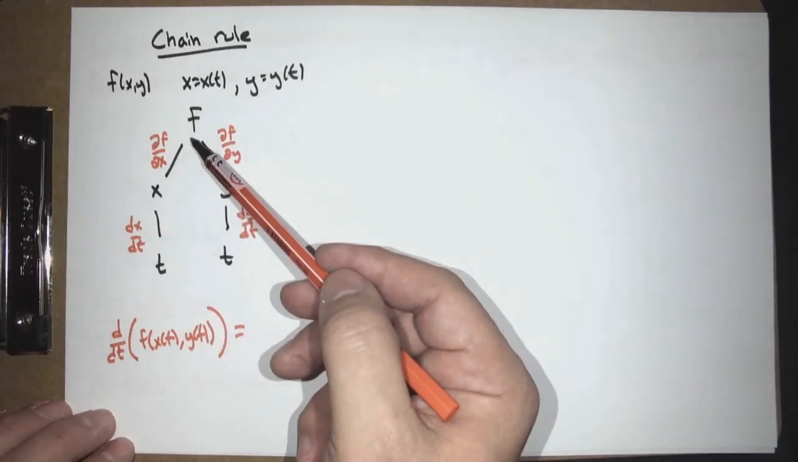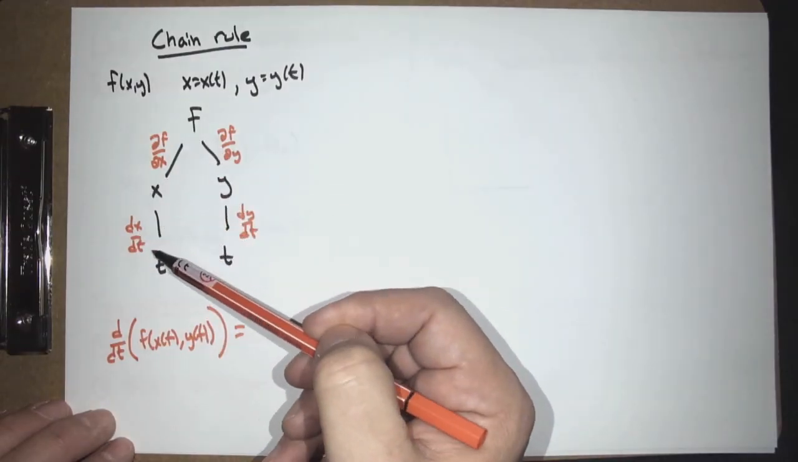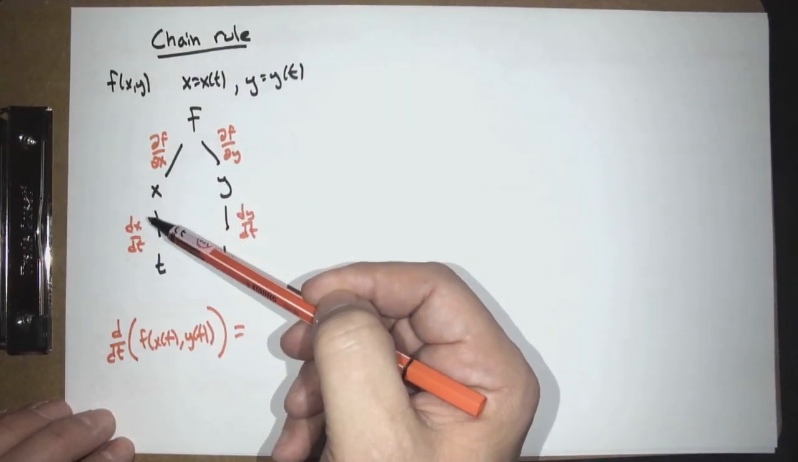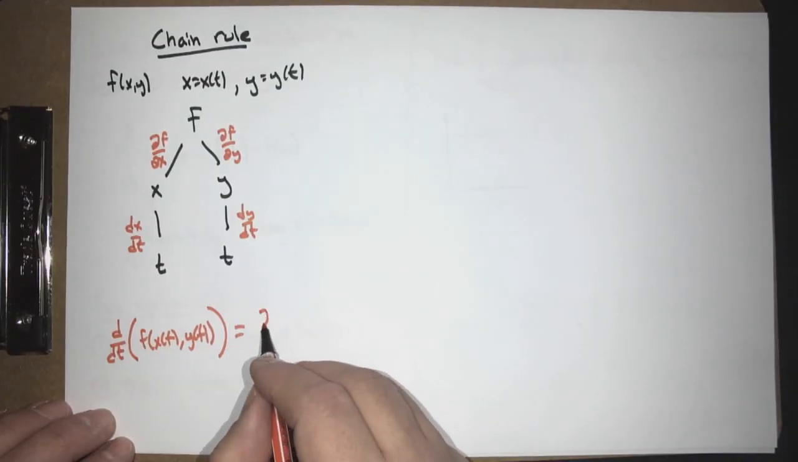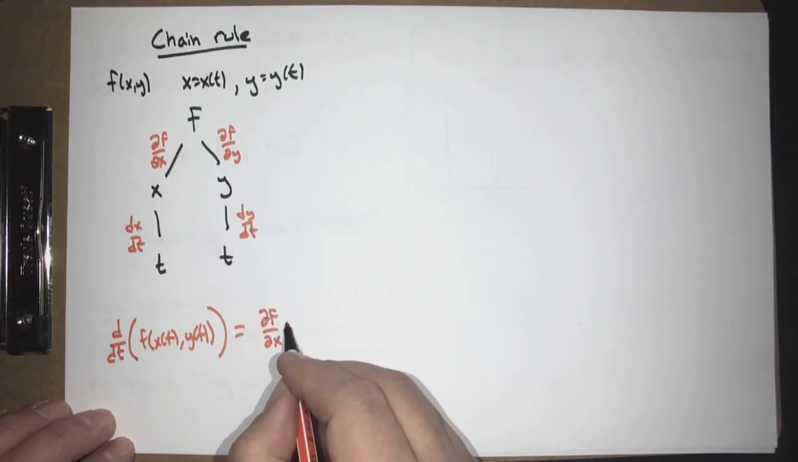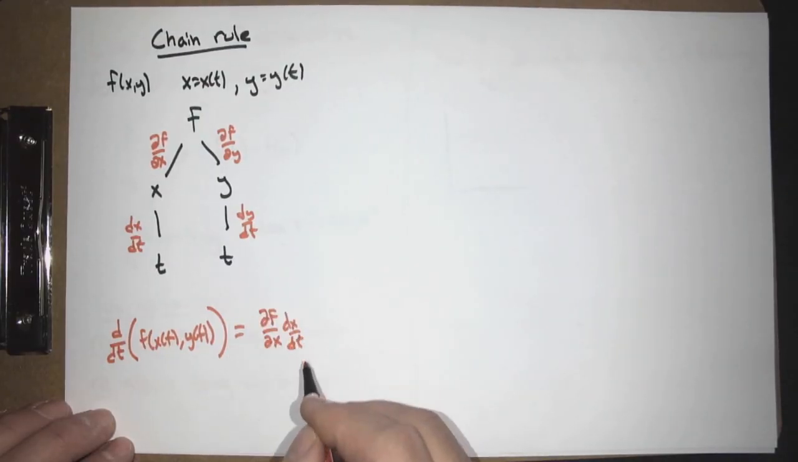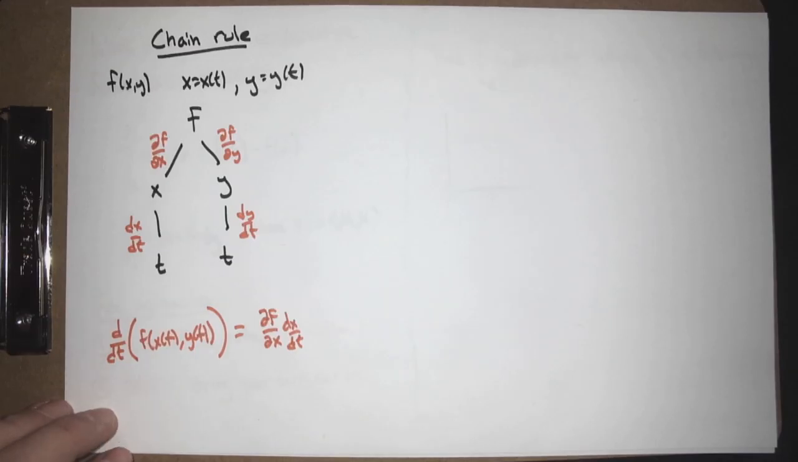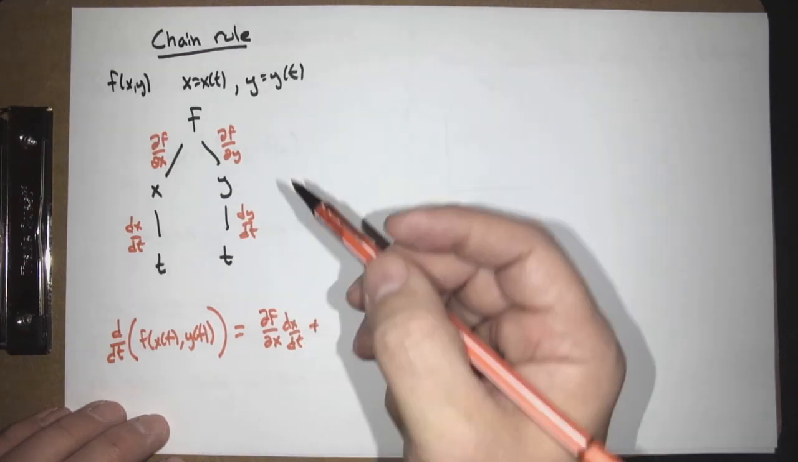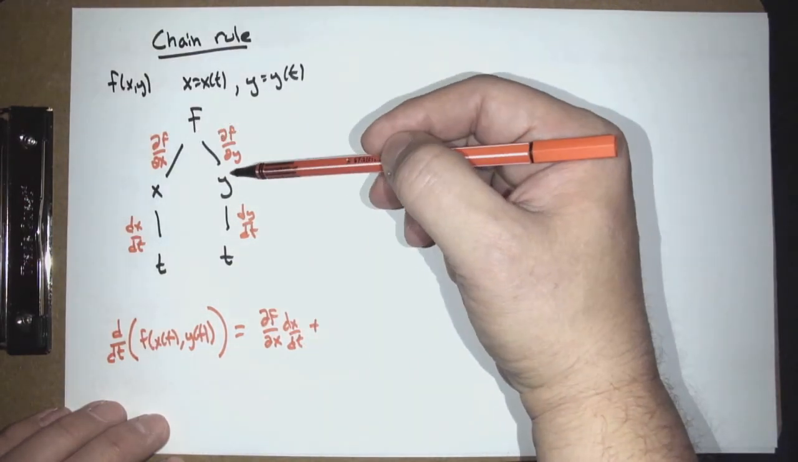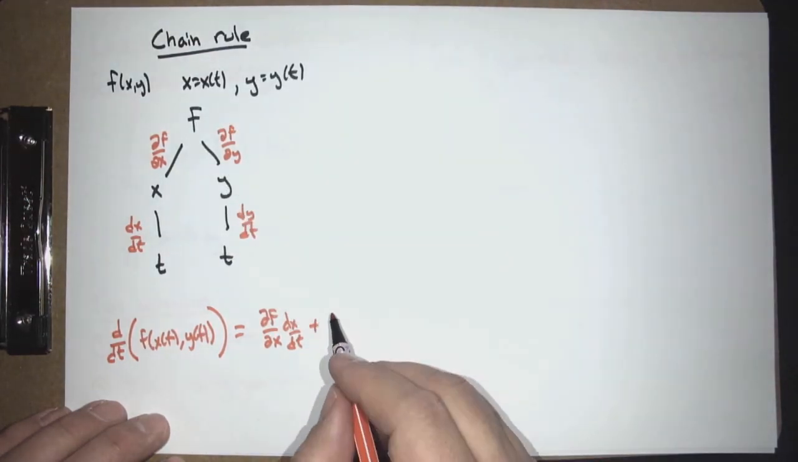Okay, so someone said, hey, I see a way to get to the t. Partial f, partial x, dx dt. Nice! So is that our answer? Well, I wrote it down, so maybe it's part of our answer. So if it's not our answer, what else? The other side, yeah, plus partial f, partial y, dy dt.